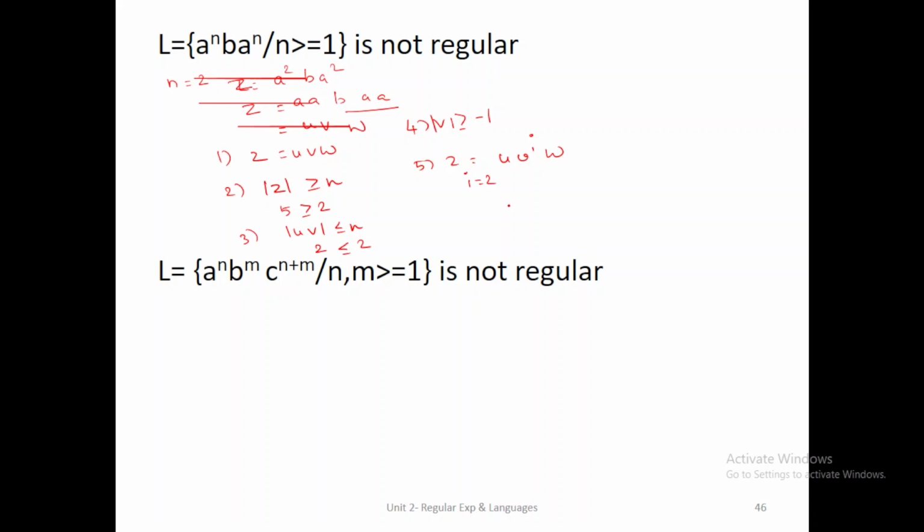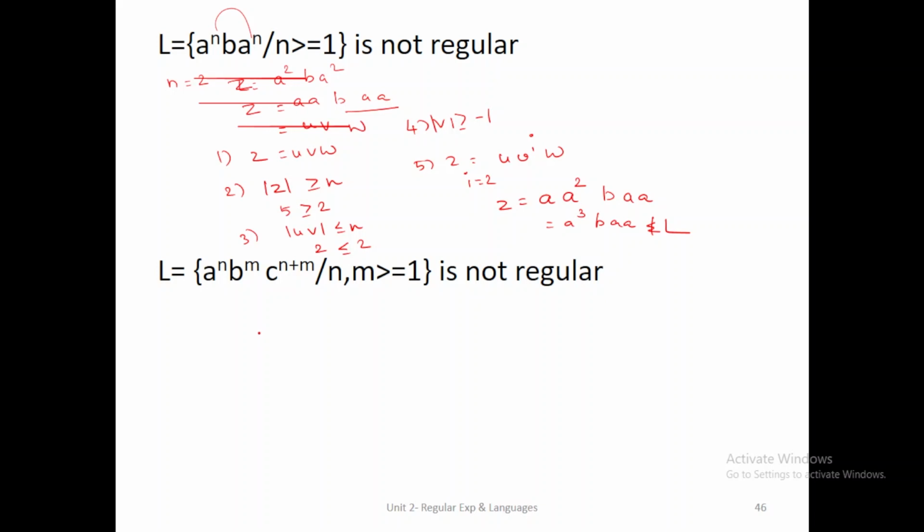Z is equal to U V power I W. Here I am taking I is equal to 2. It's not only necessary to take I value as 2. You can take it as 3 or 4 like that. For simplicity only I am taking I is equal to 2. Okay. So here U value is single a. V value is single a. V power I with I equal to 2 gives b double a, which is nothing but a cube b double a. Here you consider the left side of b contains some number of a's, the right side of b contains some number of a's, but those a's must be equal. Here they are not equal, so it is not satisfied.